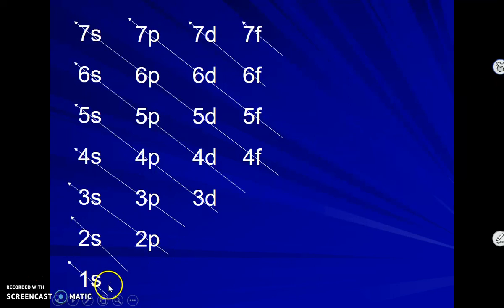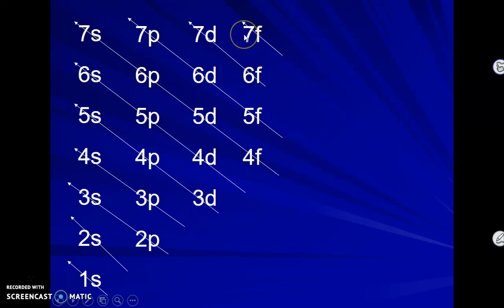So the order, if you read up the diagonal: the first one is 1s, then 2s, 2p, 3s, 3p. Now here's where we skip something. 4s, so we have a 4 sublevel filling before the 3 is done, then 3d, 4p, 5s, 4d, 5p, 6s. Notice we fill 6s before the 4f, 5d, 6p, 7s, 5f, 6d, 7p, 6f, 7d, and then last but not least 7f.